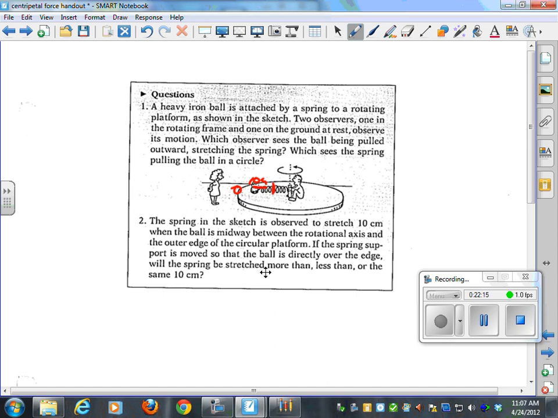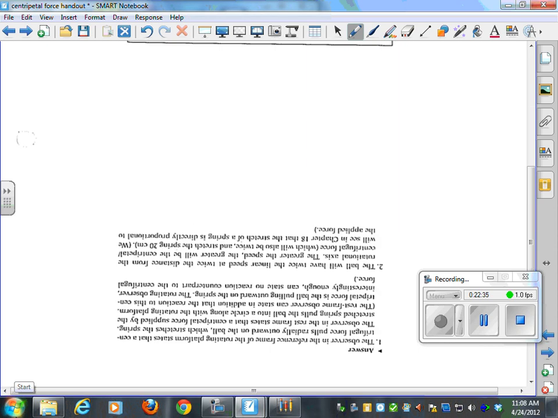Will the spring be stretched more than, less than, or the same 10 centimeters? More. Will it go farther out than 10 centimeters? It will obviously go off the edge. Will it stretch more, less, or be the same? Stretch more. It'll have twice the linear speed, at twice the distance.